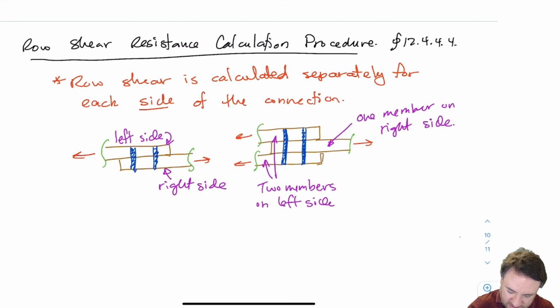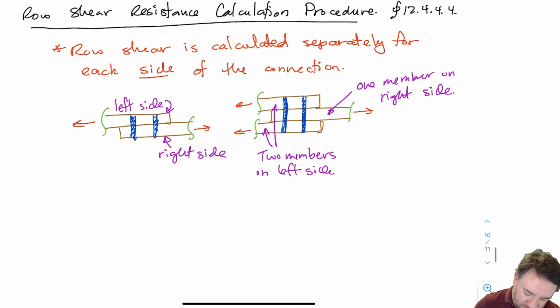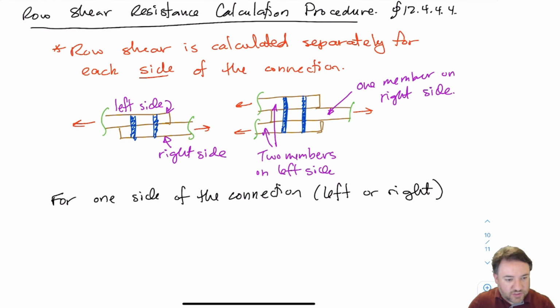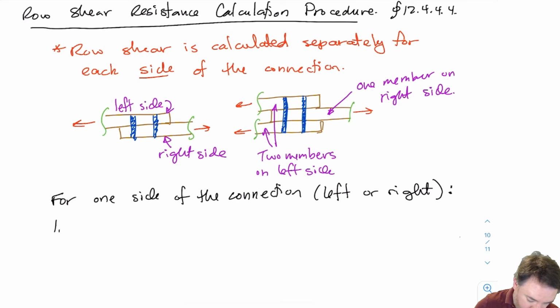So let's go through the actual step-by-step process of how to do this. Again, we have to calculate separately the connection on the left side and the connection on the right side. And this only applies to wood members, obviously. So this will only give me one or the other. Okay, so step 1.